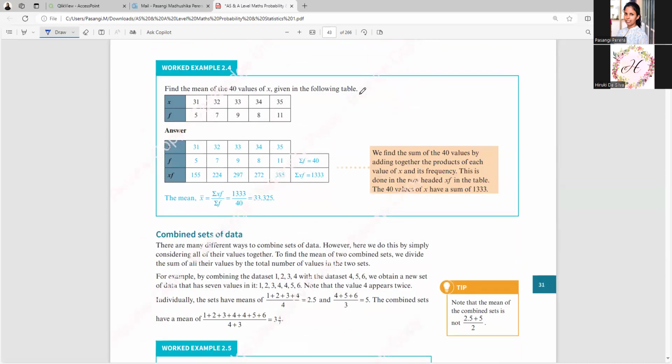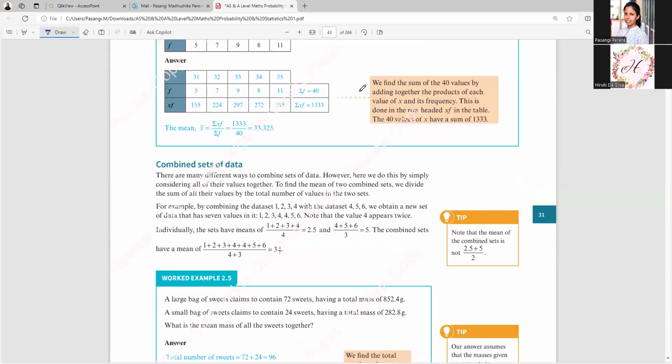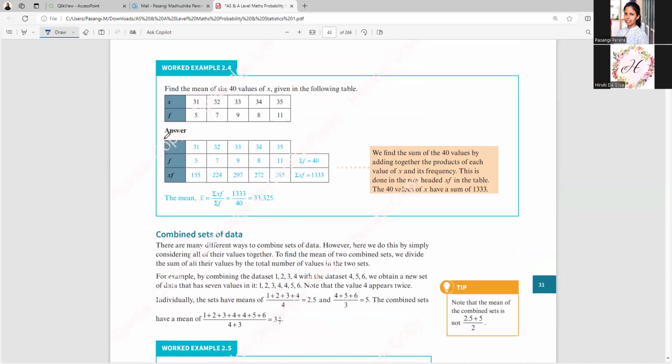Okay, so let me show you with an example. Here we have to find the mean of the 40 values of x given in the following table. The values are 31, 32, 33, 34, and 35. They have given us the frequencies as well. How are you going to find the mean of this kind of table?